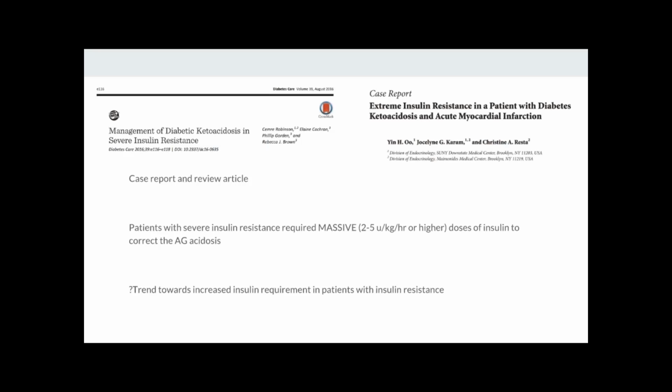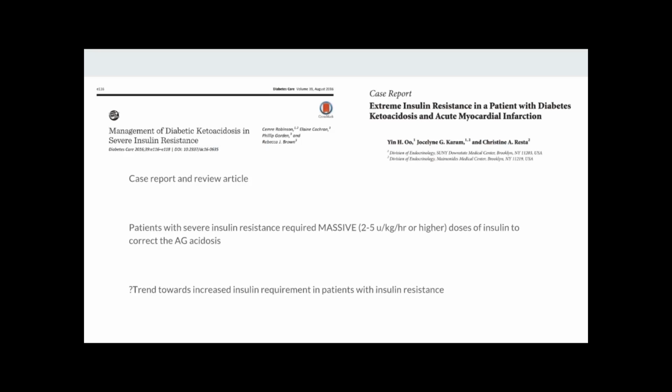Okay, and then a couple of other points that I want to make, these are more my points in studies. There have been a couple of case reports of patients who have severe insulin resistance, whether it's genetic or super advanced type 2 diabetes. These patients require huge doses of insulin to correct the gap. When I'm talking about huge doses, I'm talking about 2 to 5 units per kilogram. For DKA, the standard dose is 0.1 units per kilogram. So it's like 20 to 50 times as much insulin as you give a normal DKA, and it took a lot to fix their gap.